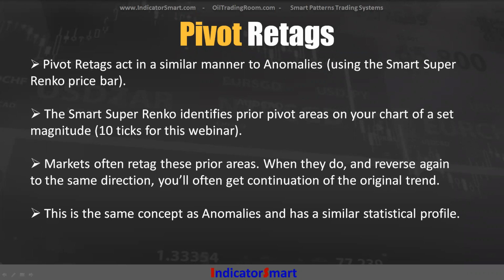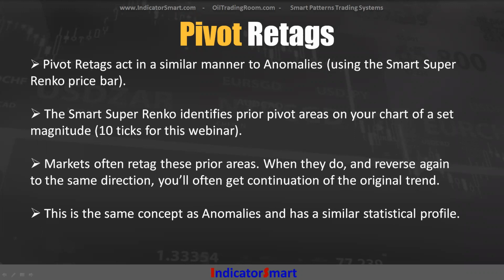So the Smart Super Renko is the bar that we had on the charts there. And like I said, there's a 10-tick reversal bar and a 5-tick continuation bar on the way that bar's set up. And what we are doing there is we're using the reversal bars, or the 10-tick bars, as an area of support or resistance on the chart. So we identify prior pivot areas using those reversal bars on the chart, magnitude 10.